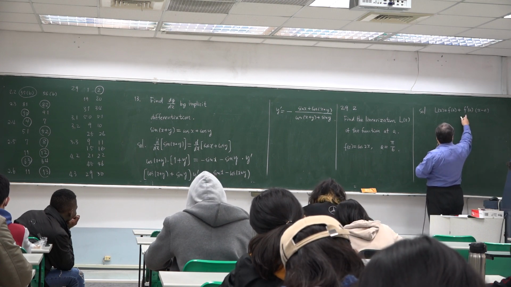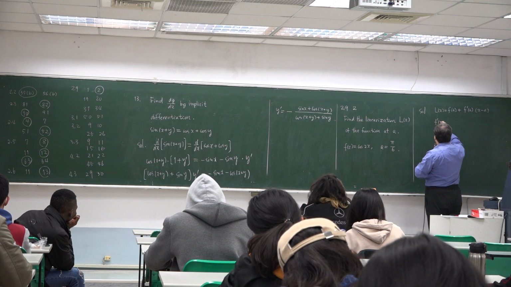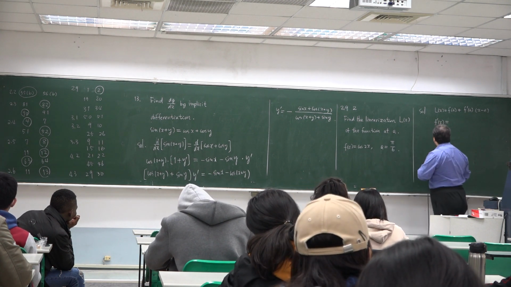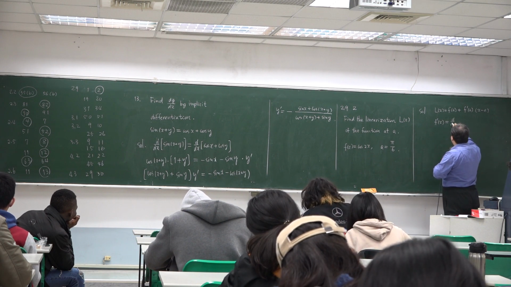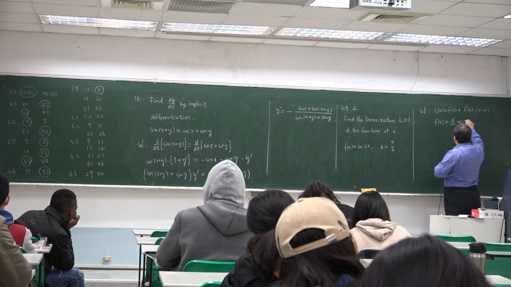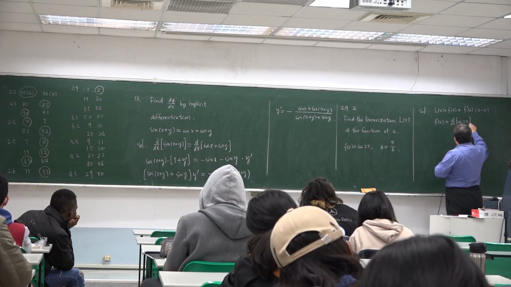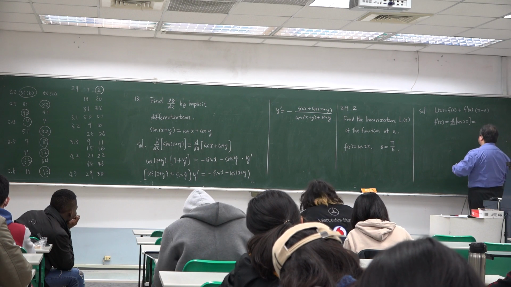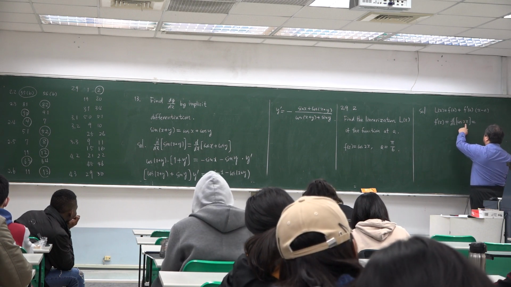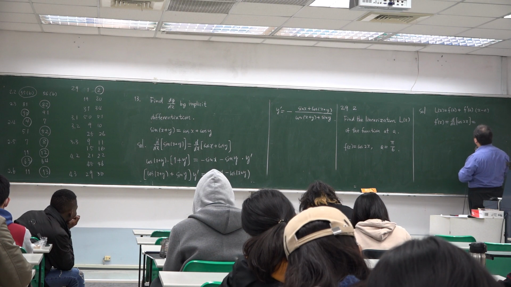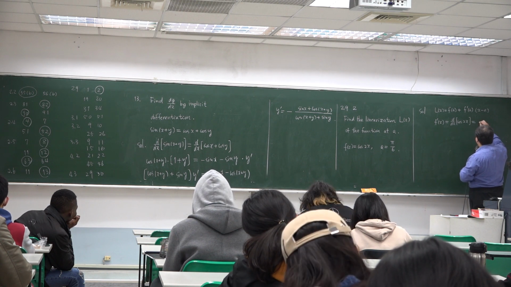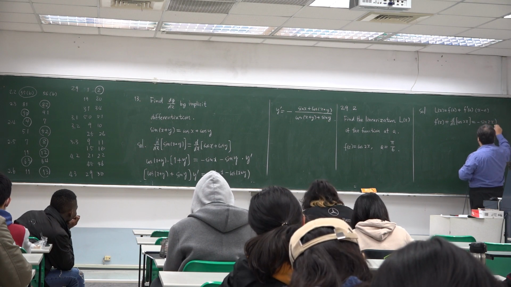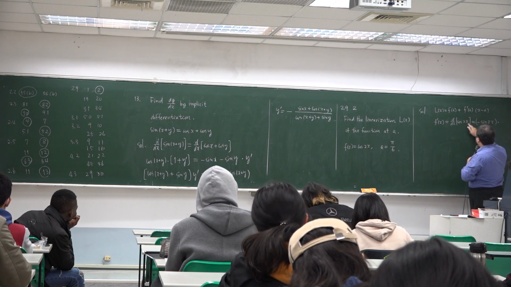So we need to find the derivative, because f is cosine 2x. This is a composite function. First, x is mapped to 2 times x, then cosine. The derivative of cosine is minus sine, times the derivative of 2x, which is 2.